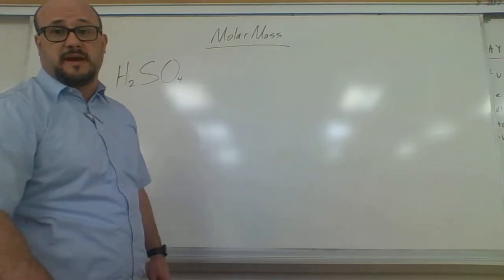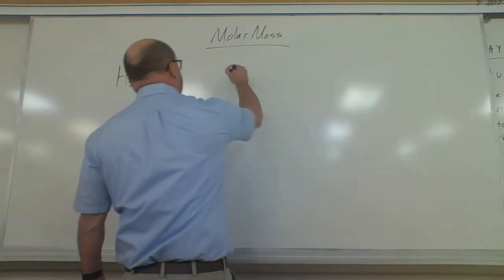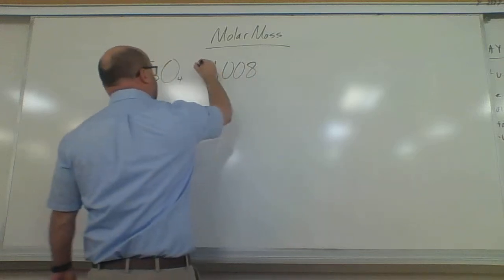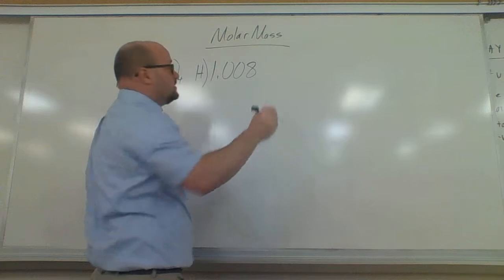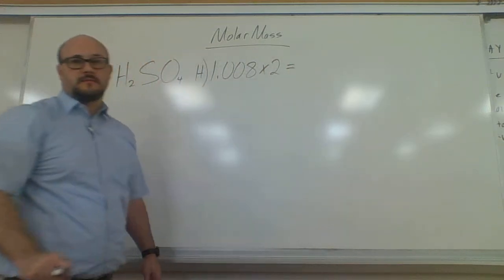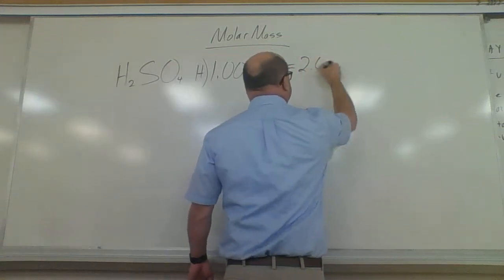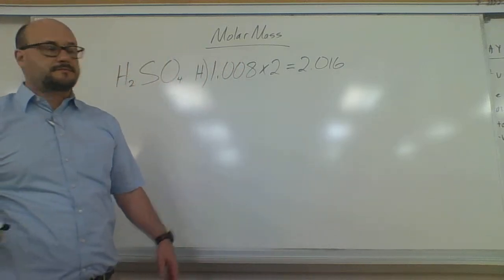Hydrogen's atomic mass, if you look on the periodic table, is 1.008. So we have 1.008, and this is for hydrogen, and 2 atoms of it. So multiply that by 2, and you'll see we come up with 2.016 after you plug that into the calculator.